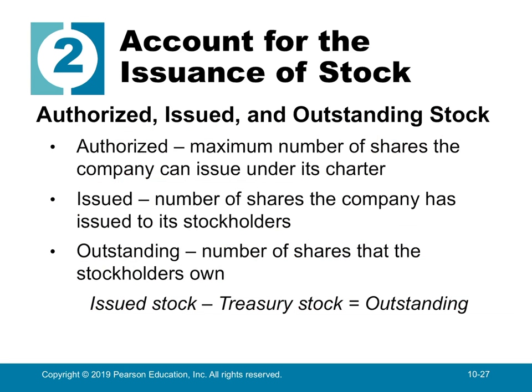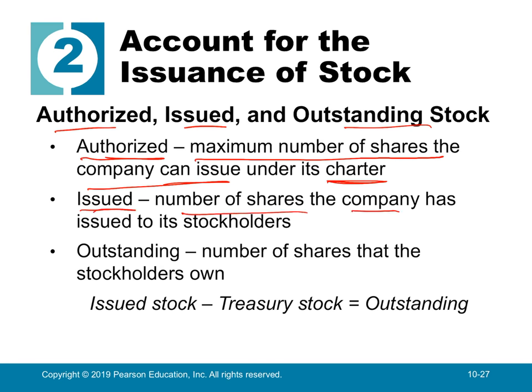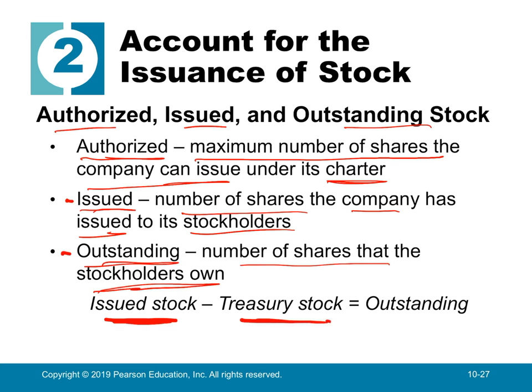Let's look at some more terminology. Authorized, issued, outstanding. Authorized, remember, came from the charter when we set up the corporation. It's the maximum number of shares the company can issue. Issued are the number of shares the company has issued to stockholders. Outstanding are the number of shares that the stockholders own. So, how is issued different from outstanding? Well, if you take all the stock you issued and subtract treasury stock, that gives you the outstanding stock.